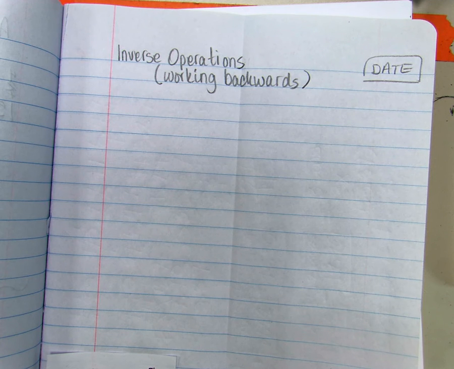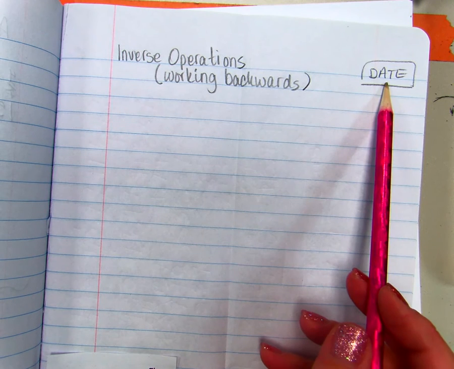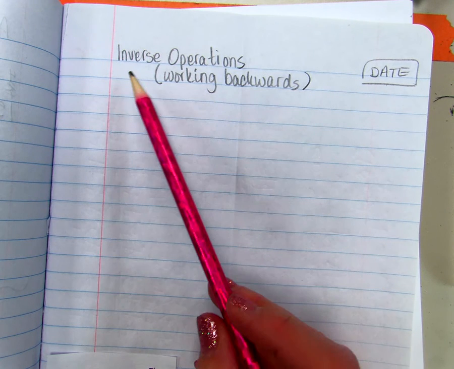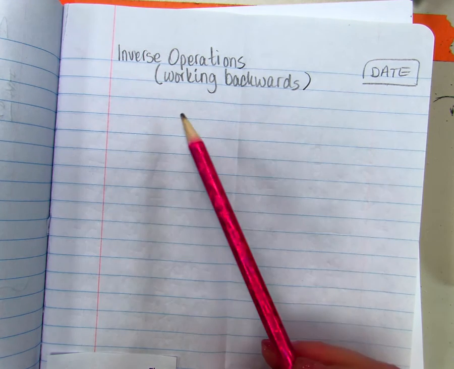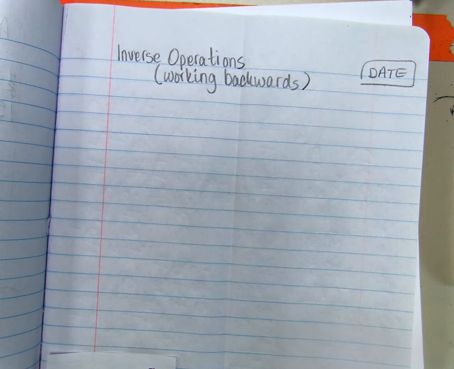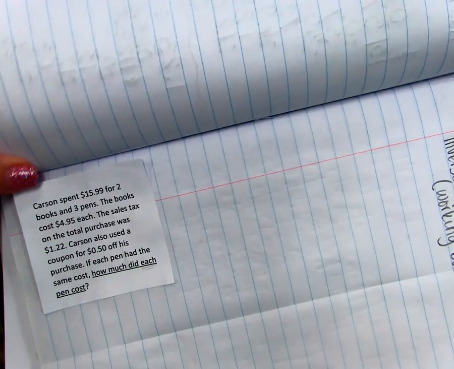Today we're going to be learning about inverse operations, or working backwards. In your journals, please put the date in the upper right hand corner. Title your page Inverse Operations, in parentheses below that, working backwards. And don't worry, I'm going to stop the video in just a moment.